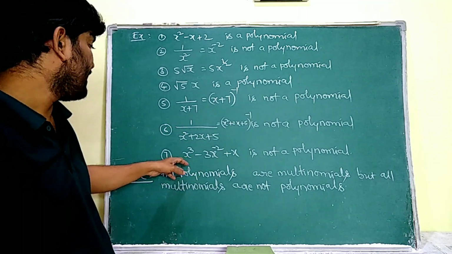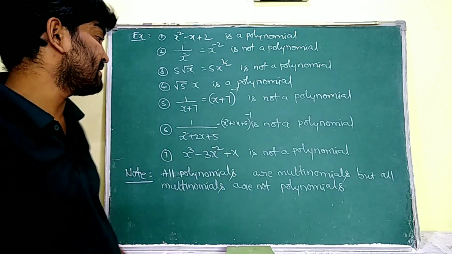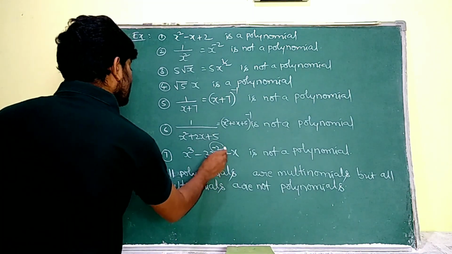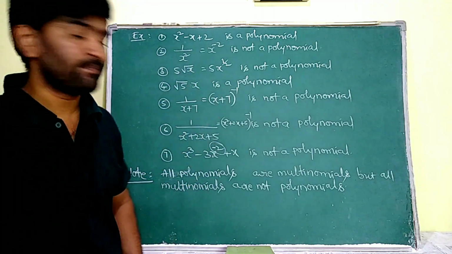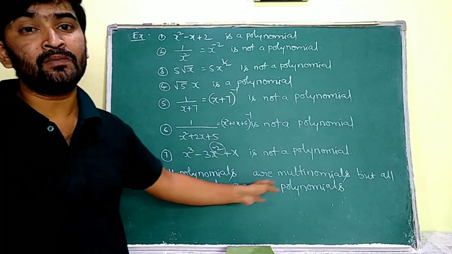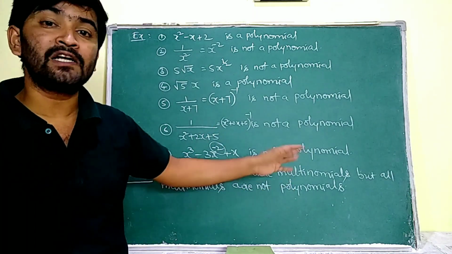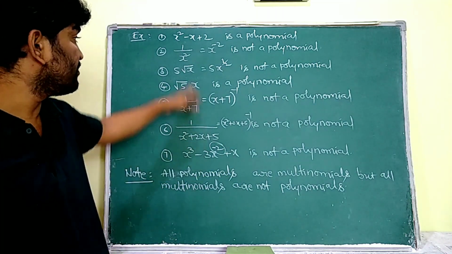Okay, now x cube minus 3x to the power of minus 2 plus x is not a polynomial because see here, the variable has a negative power. Okay, that we have to check. Now we have to remember one more point, that is, all the polynomials are multinomials, but all multinomials are not polynomials because see, all these are multinomials only.